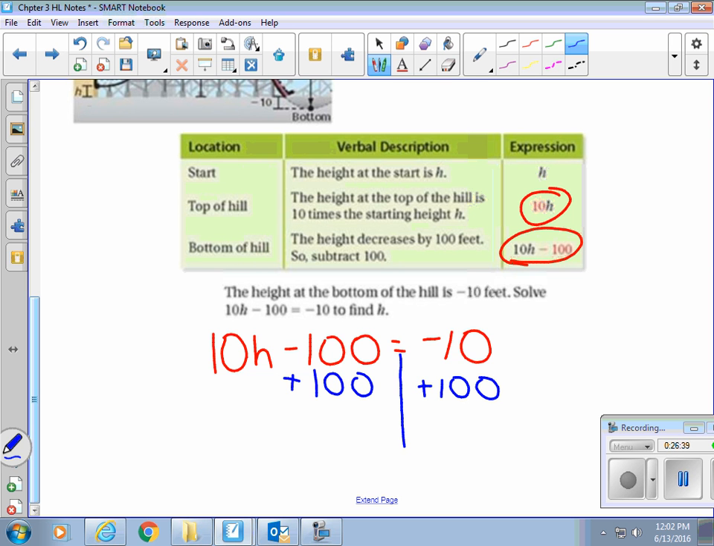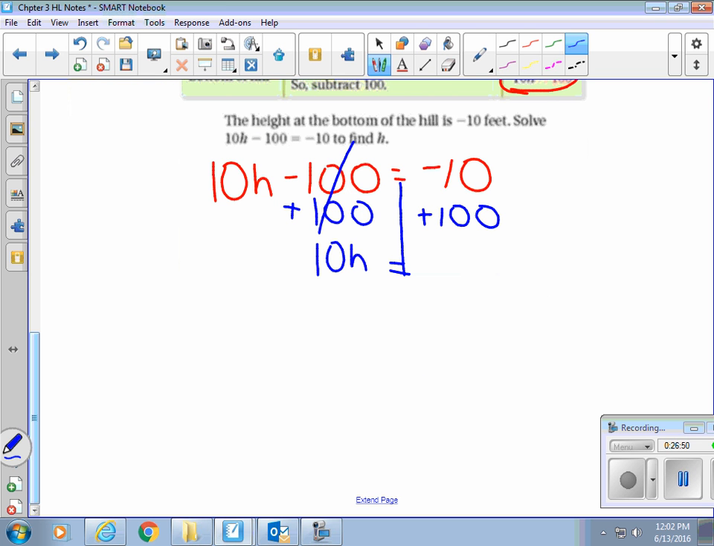These are opposites of each other. They cancel out to 0, leaving you with just 10h over here. And negative 10 plus 100, different signs, find the difference, which would be 90. Sign of the higher absolute value would be that positive 100, giving you positive 90. You now need to get h alone. The opposite of multiplying by 10 would be to divide by 10 on both sides. 10 divided by 10 would give me 1h, or simply h. And 90 divided by 10 would be 9.